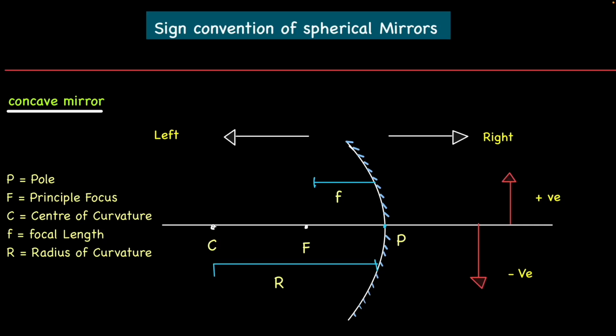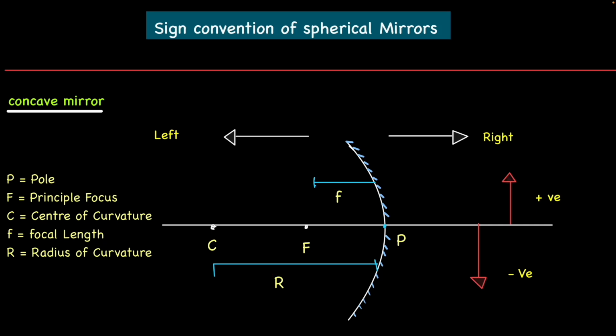In this video, we will study about the sign convention of spherical mirrors. So in spherical mirrors, we have to study about concave mirror and convex mirror. So first we start with the concave mirror. As you see in this diagram, we have a concave mirror. This is the pole, principal focus, center of curvature, radius of curvature, and the focal length.